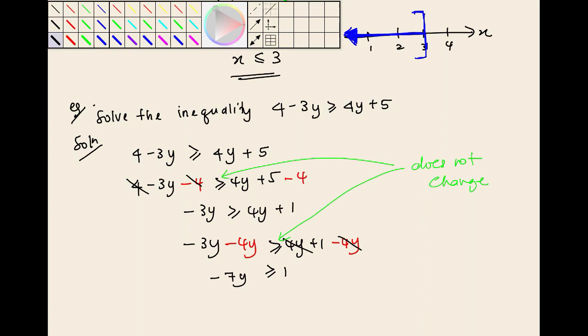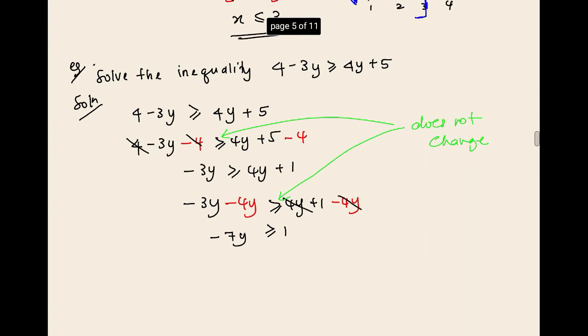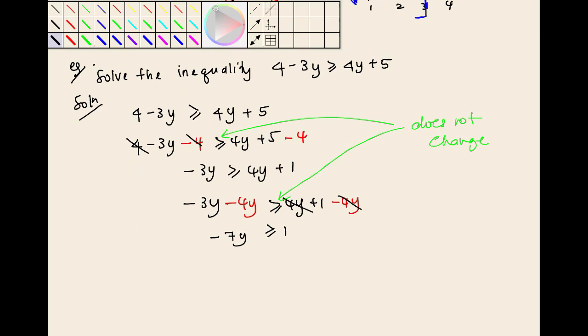So what I'm going to do is, because I want to get rid of negative 7, I have to divide that number with negative 7. So negative 7y, I will divide with negative 7. Same on the right hand side, 1 divided with negative 7. I divide with a negative number. Rule number 3 says, this is dividing with a negative number, then you have to change direction. So now the direction here has changed to less than or equal.